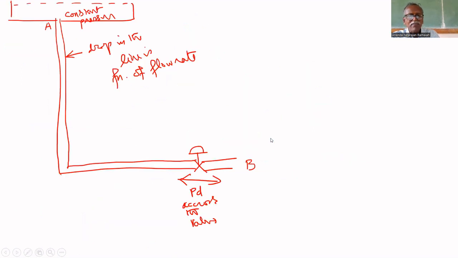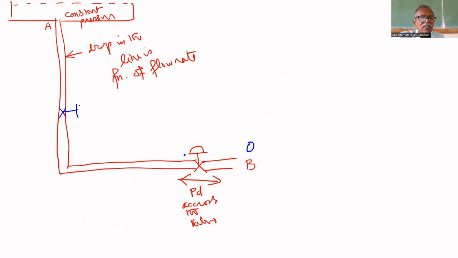Suppose I have a deliberate hand valve here. The flow rate is small, so the pressure drop across the valve will be maximum. At point B, it is always zero, open to atmosphere. Here, the pressure will be higher at a small flow rate, say 10% opening.